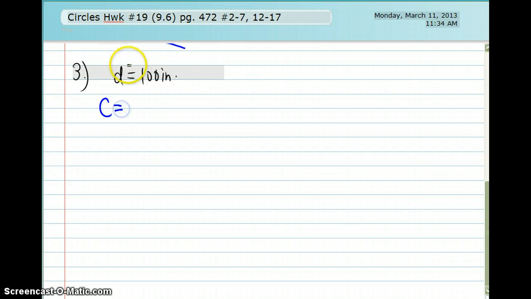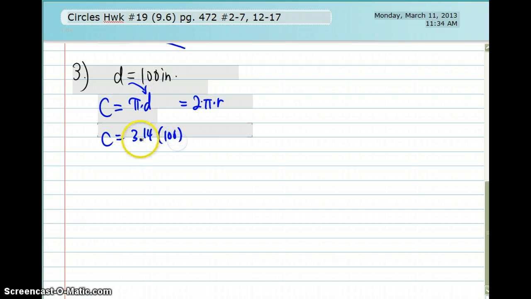My circumference formula is going to be pi times diameter. That's my other formula. My other one was 2 times pi times r, and I'm not going to use that one because what they give me is diameter. So I'm going to simply multiply 3.14 times 100.